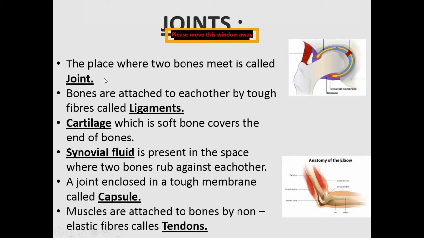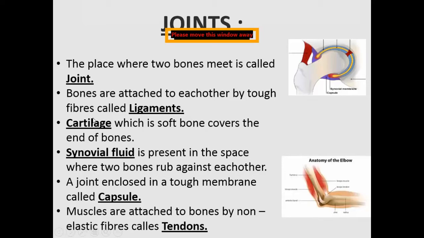We can take the example of two pipes: the place where two pipes are joined is known as a joint. Bones are attached to each other by tough fibers called ligaments. One bone is attached to another by tough fibers called ligaments. What are they called? Ligaments.